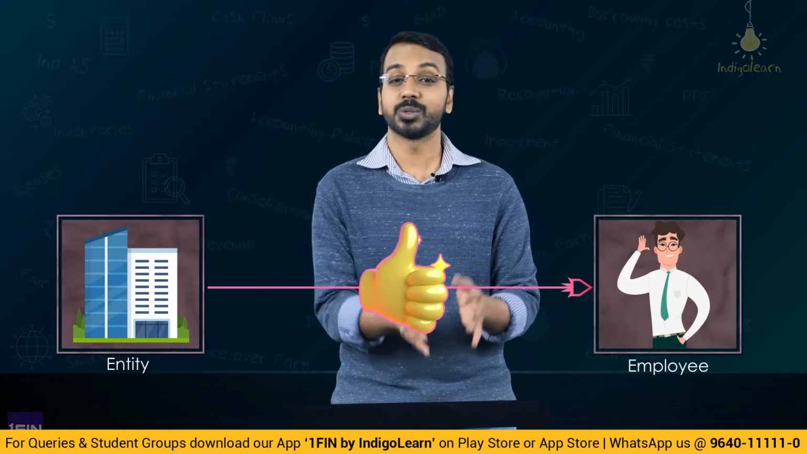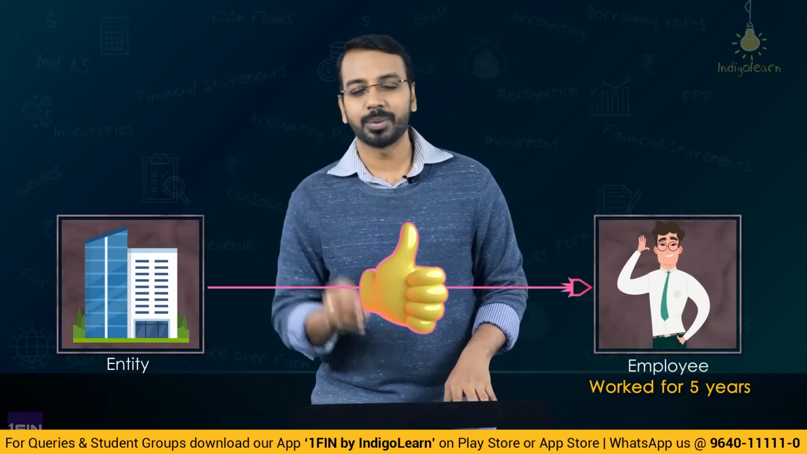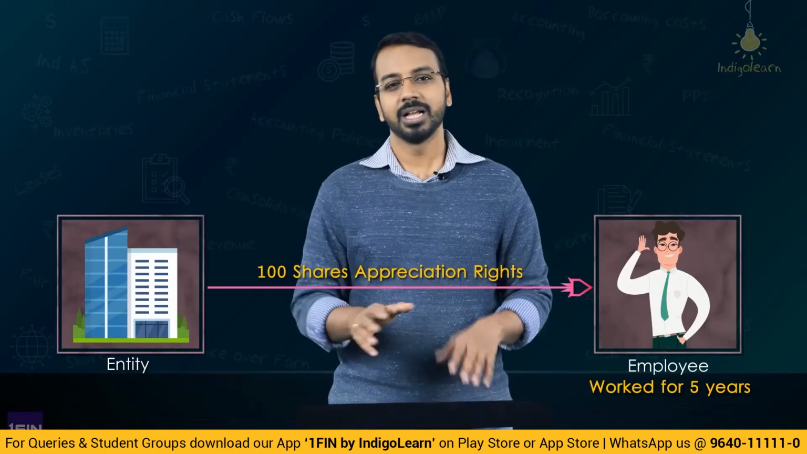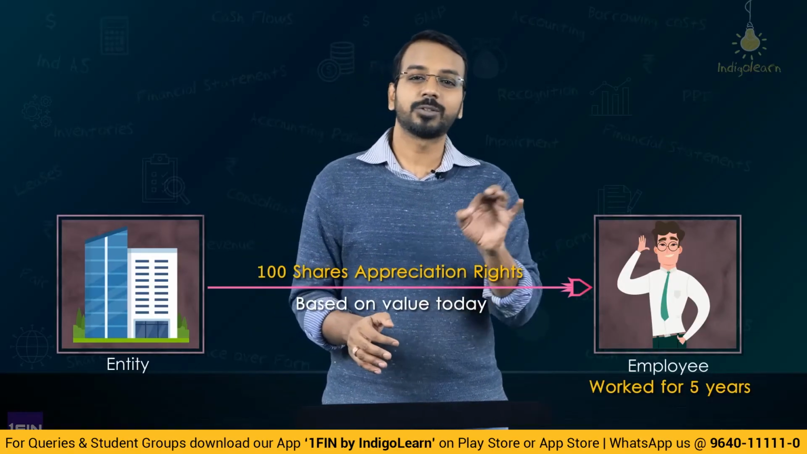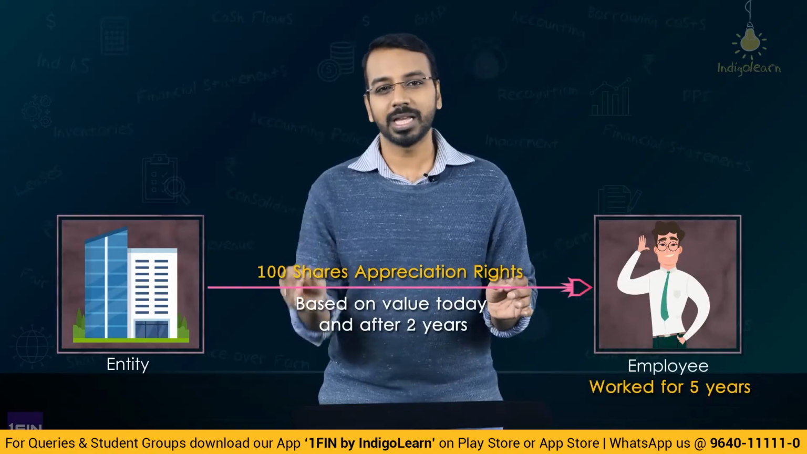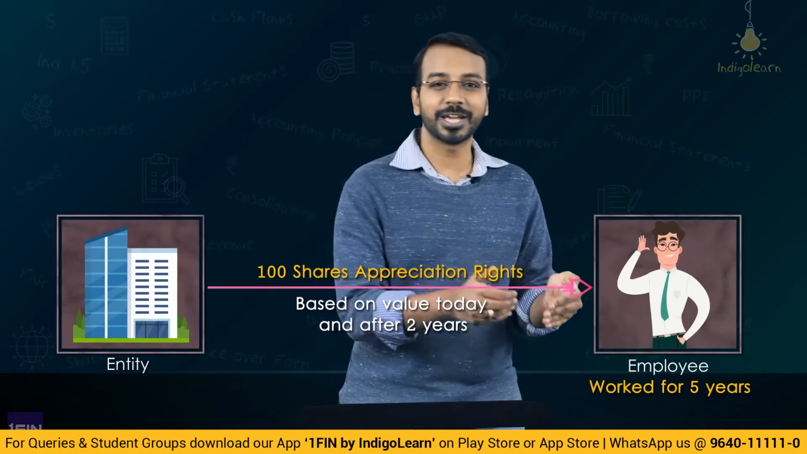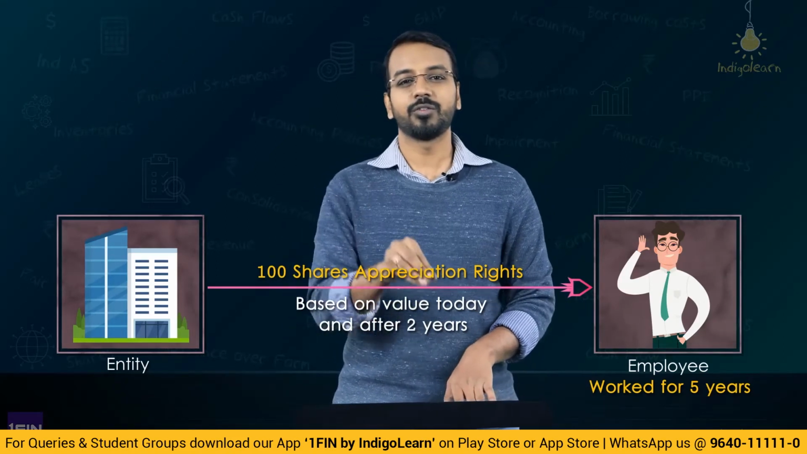Now consider one example. Say we have an employer and we have an employee. The employer is happy with the employee that the employee has worked hard for 5 years, and the employer tells the employee that because you have worked in the company for 5 years, we are happy with you and we are giving you 100 share appreciation rights. We will consider the value today, say for example 1000, and whatever is the value after 2 years, the difference between today's value and value after 2 years will be paid to you, and we are giving 100 share appreciation rights. Now here, is there any vesting condition yet to be fulfilled by the employee?